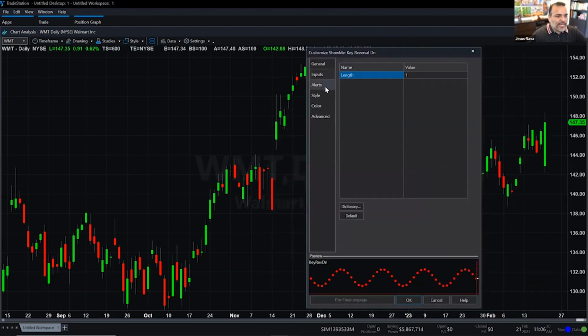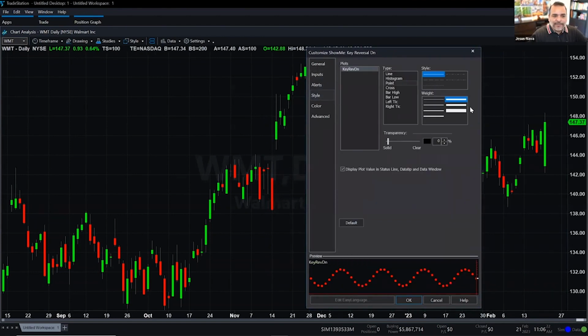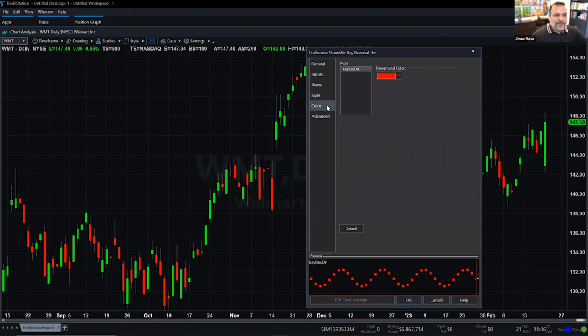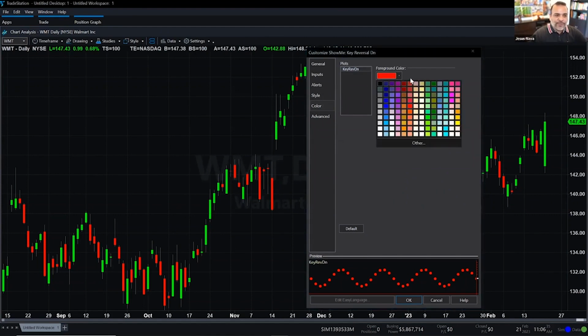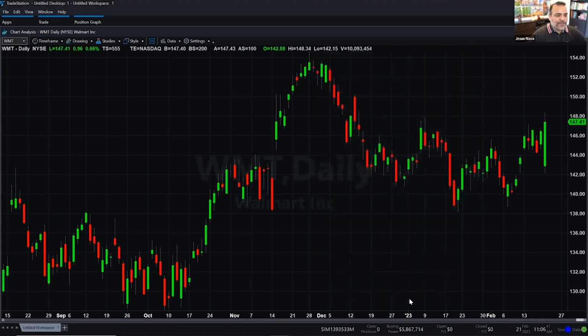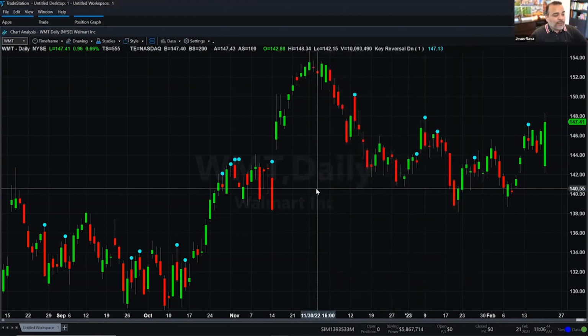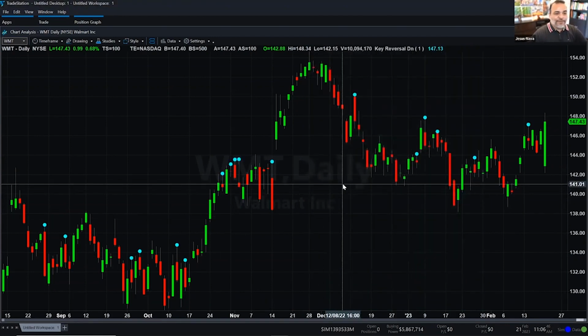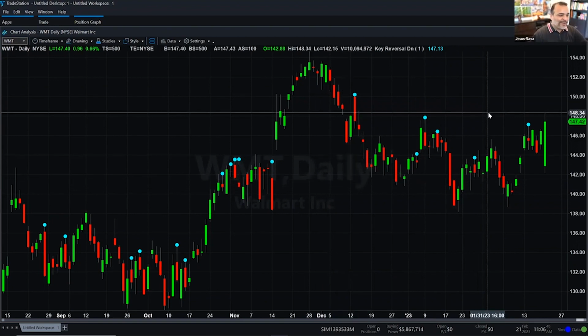So I'm going to check the style of that dot. I'm going to make it almost the biggest one, not quite the biggest. And for color, you see the color is red. Sometimes it gets mixed in with the red candles, which I don't like. I like it to stand out. So let's select a cyan. Here it is, very different from what the bars are. So here on the chart, you see a few dots scattered on all these different candlesticks.